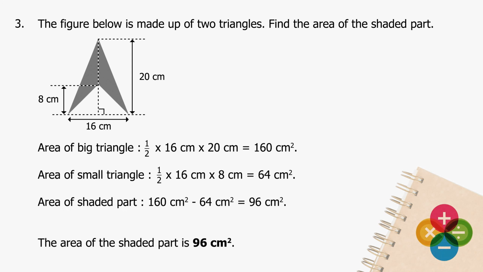The area of the big triangle will be, multiply 1/2 by 16 cm, and then by 20 cm, and the product is 160 square centimeters. The area of the small triangle will be, multiply 1/2 by 16 cm, and then by 8 cm, and the product is 64 square centimeters. The area of the shaded part will be, subtract 160 square centimeters from 64 square centimeters, and the difference is 96 square centimeters. The area of the shaded part is 96 square centimeters.